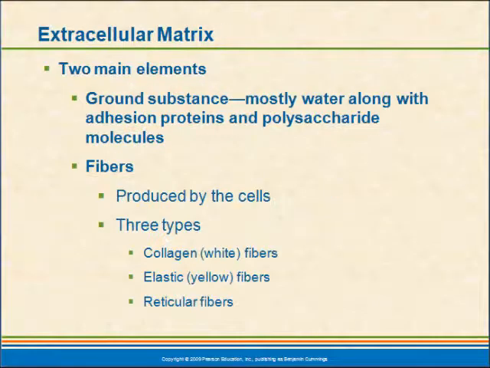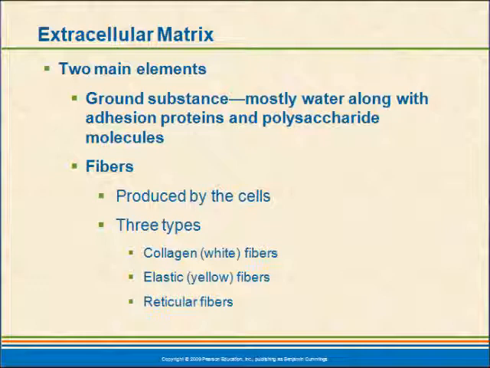Now, that matrix consists of a variety of things. Actually, it has two main components. There is the ground substance, which is mostly water. It has some adhesion proteins, some sugar molecules, and it can be anywhere from a liquid matrix to a gelatinous matrix to actually quite solid. We also have fibers that are produced by the cells.